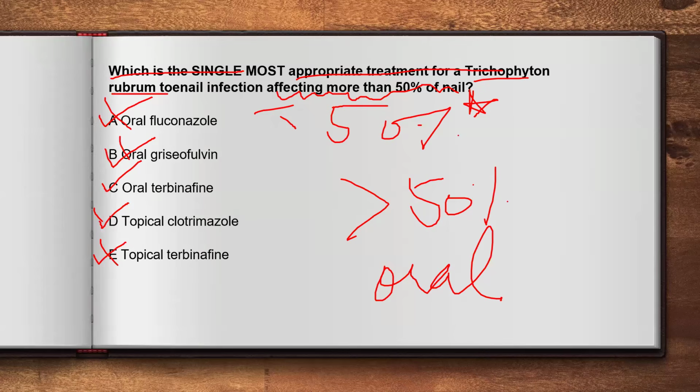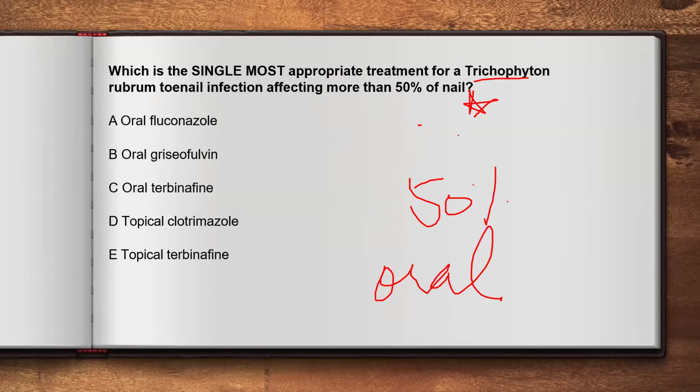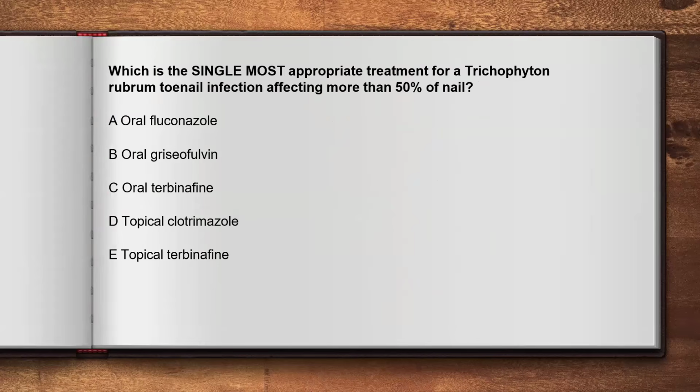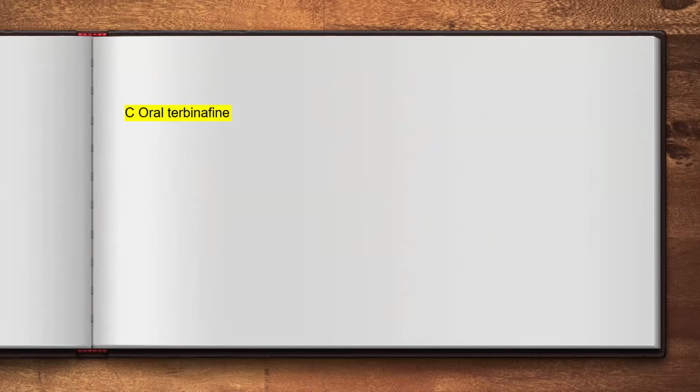Why we chose the oral is because more than 50% of the toenail is affected. If less than 50%, you can try with the topical antifungal first. So your correct answer is oral terbinafine.